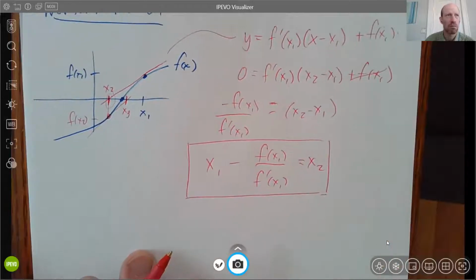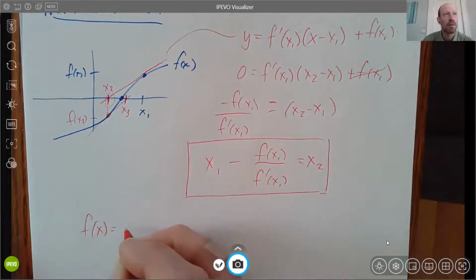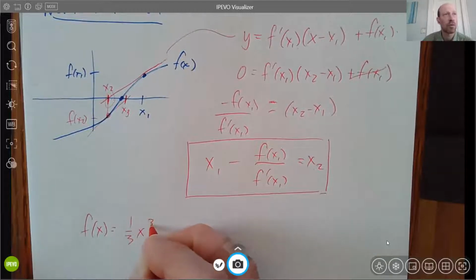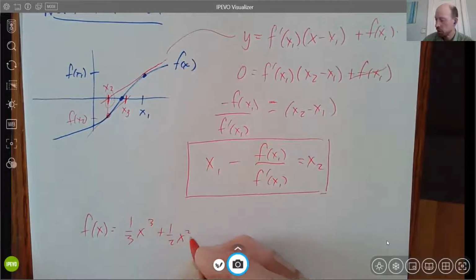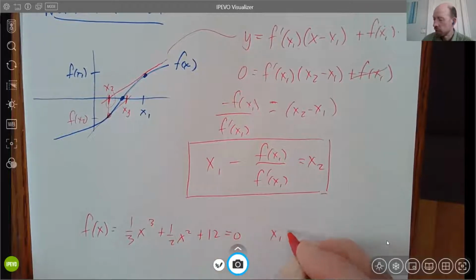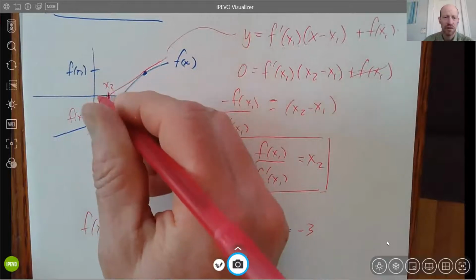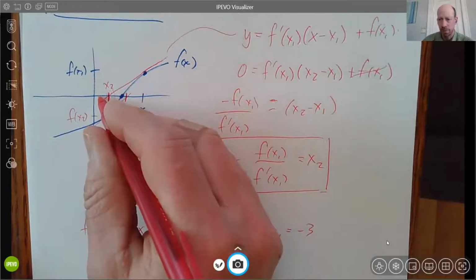So, depending on what my function is, what's the function? 1/3 x cubed plus 1/2 x squared plus 12 equals 0. And my first guess, they're telling me my first guess is -3. Now, if I didn't know a starting guess, I just have to pick something that made this function relatively close to 0, right? As close to 0 as I can get will make it go faster.